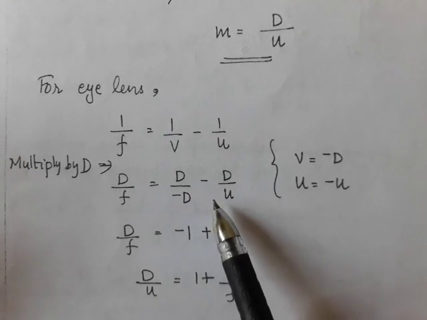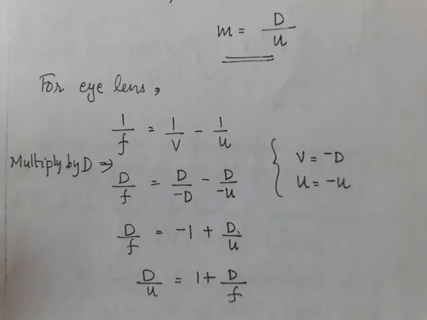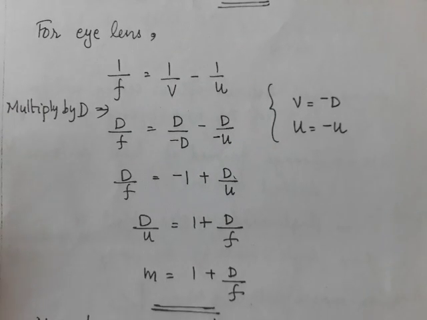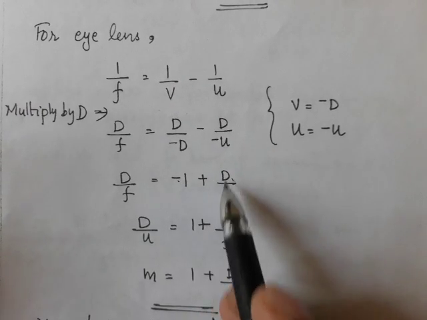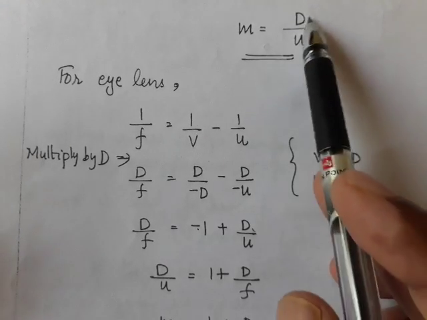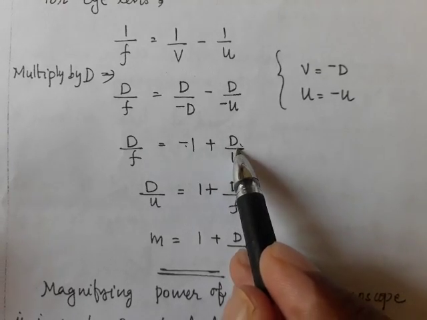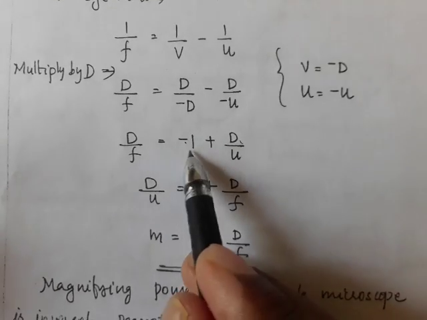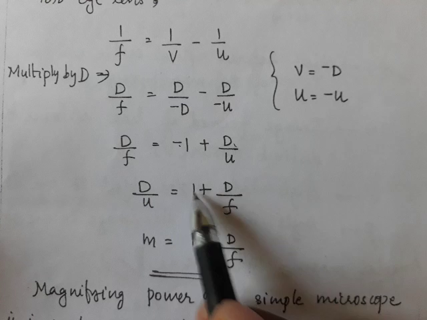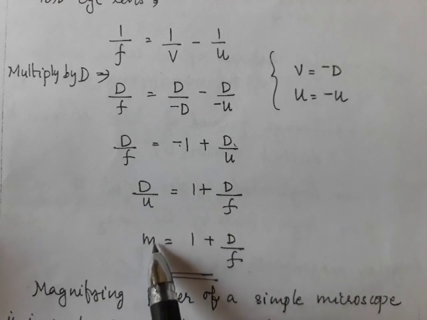This u is again negative, so it should be substituted as a negative, then it becomes plus D by u. Then you get D by f is equal to minus 1 plus D by u. Our magnification, as we just got, is D by u. So the D by u term alone is taken to the left side: 1 plus D by f, that is our magnification.